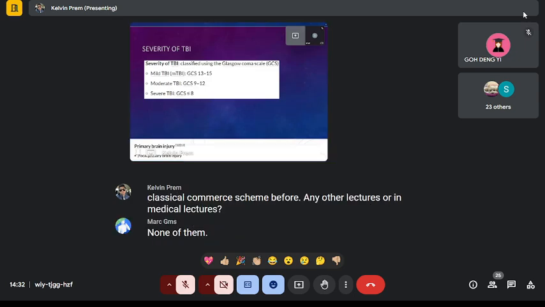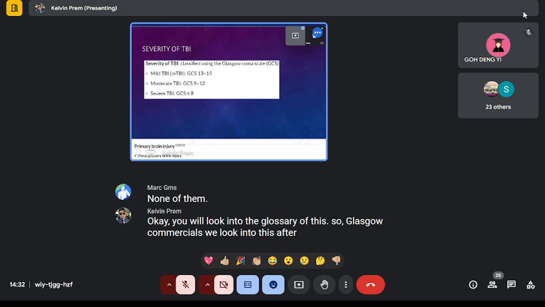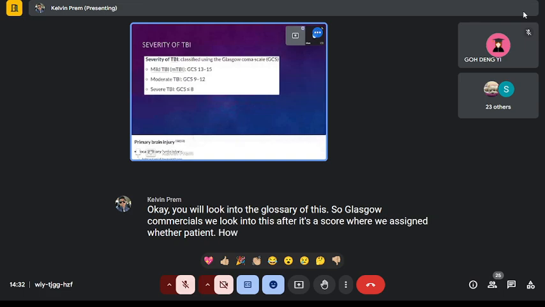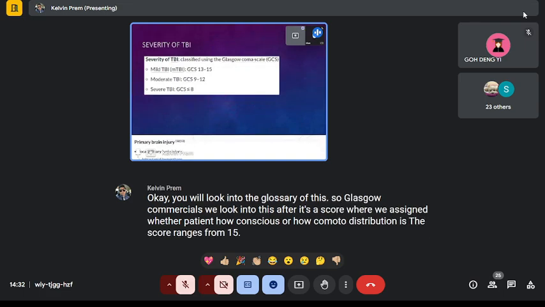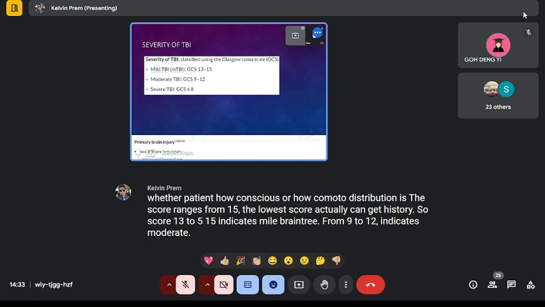Okay, we will look into the Glasgow Coma Scale after this. It's a score where we assign how conscious or how comatose the patient is. The score ranges from 15, and the lowest score you can get is 3. A score of 13 to 15 indicates mild brain injury, 9 to 12 indicates moderate brain injury, and severe is a score of 8 and below.